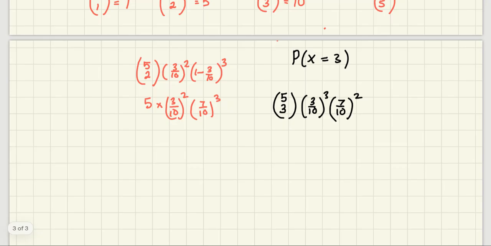So 5C3 is 10. So we've got 10 times (3/10)^3 times (7/10)^2. You work that out, whatever you get.